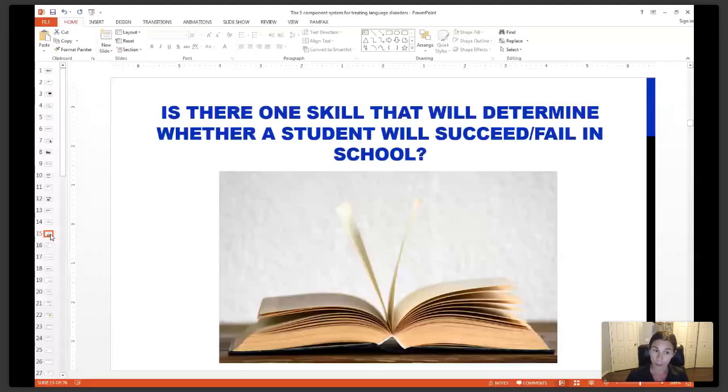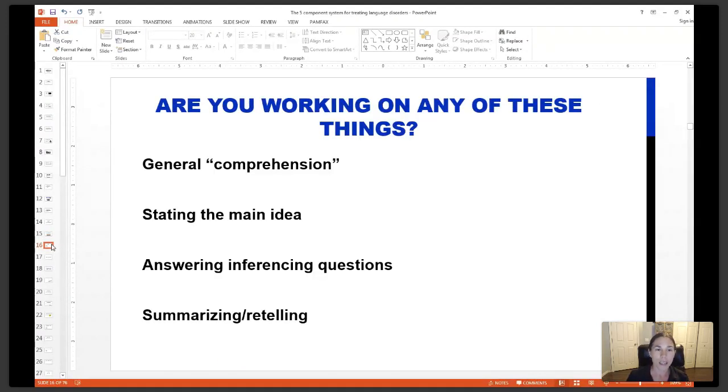And then not just in school, but life beyond school, because obviously school is supposed to prepare them for life. So when we think about that, I want to just ask you really quickly, obviously we're all working with kids who have academic issues, that have language processing issues. So just let me know, yes, in the chat, are you working on any of these things? Or do you have students who struggle with any of these things?